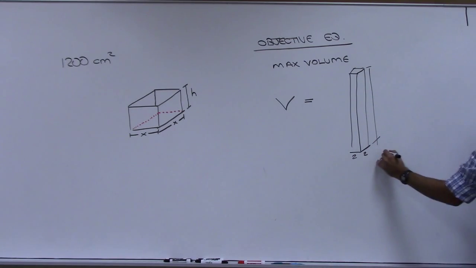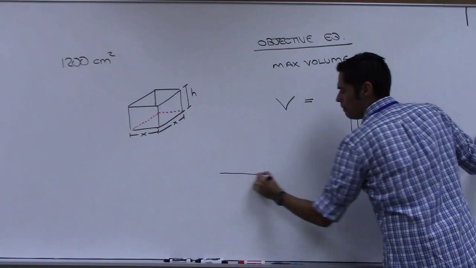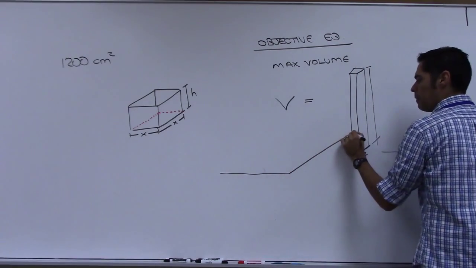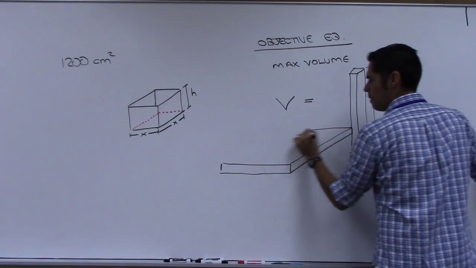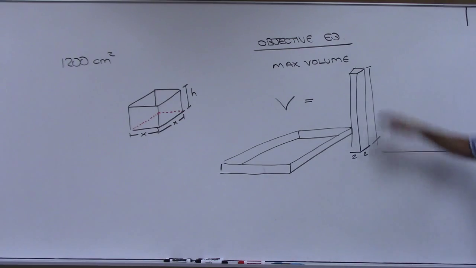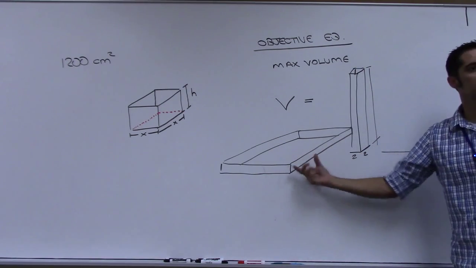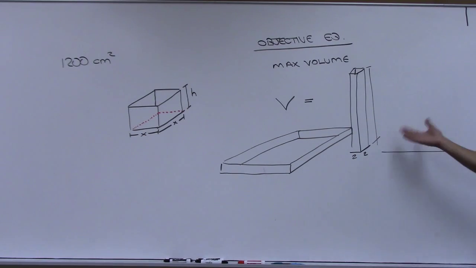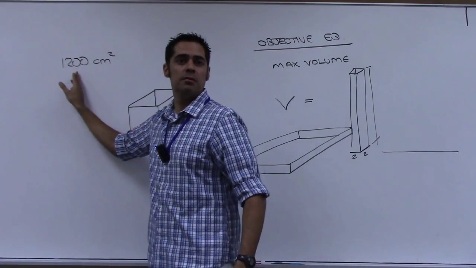Or you can make it really, really wide. I'm going to run out of room here. Something like that, right? These two boxes have square bases, different heights, different volumes. So which one has the most? What dimensions? But I can only use this much material.